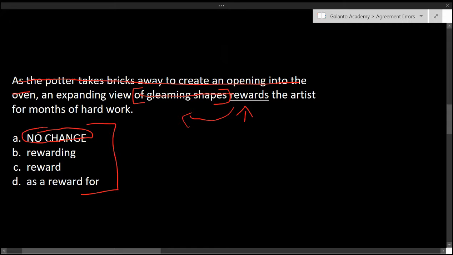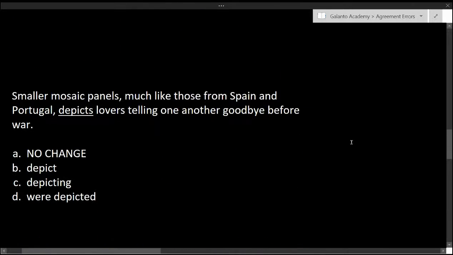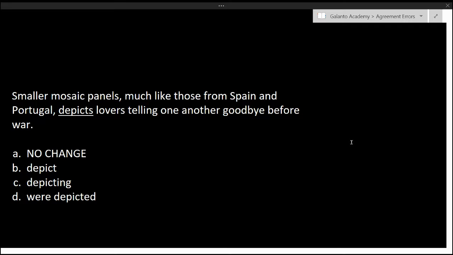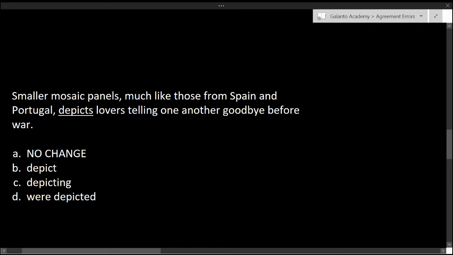So we're starting to see how subject-verb agreement becomes a lot trickier the more complex a sentence is. So let's look at one more. Smaller mosaic panels, much like those from Spain and Portugal, depicts lovers telling one another goodbye before war. So again, we see that we have this interrupter here, right here, and right here. And so depicts, our verb, is agreeing with panels. So smaller mosaic is telling us what kind of panels these are. But the panels depicts lovers telling one another goodbye before war.